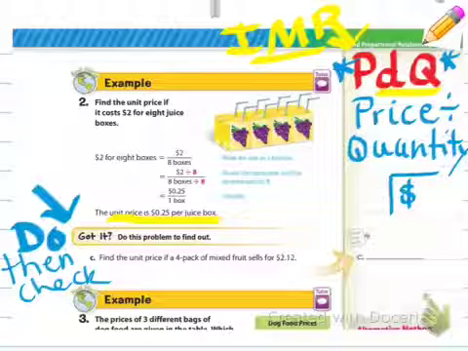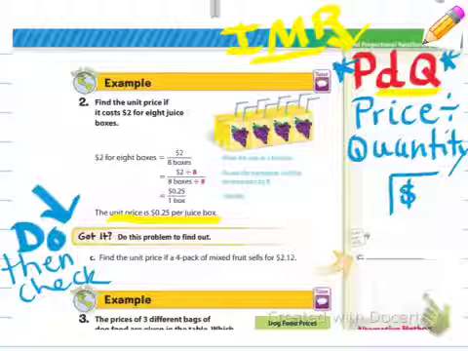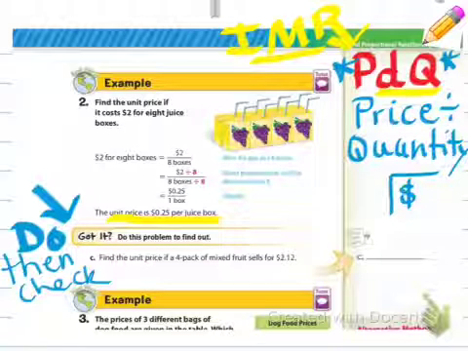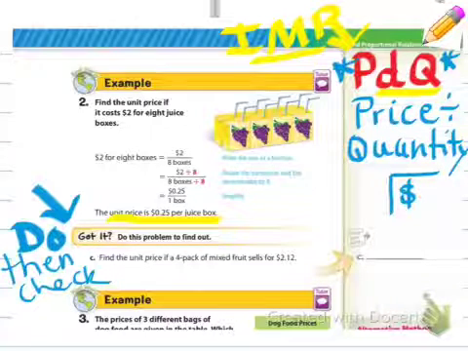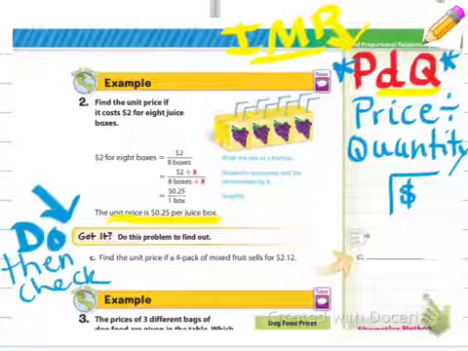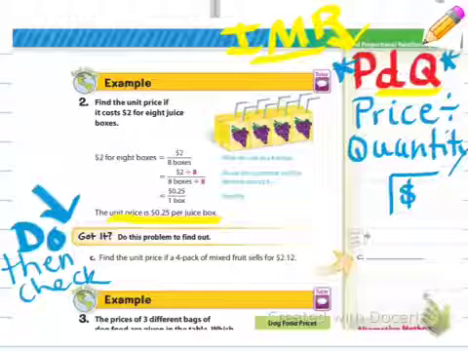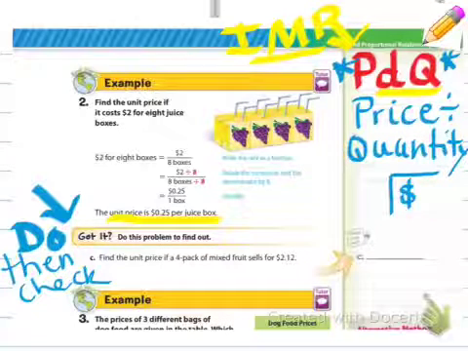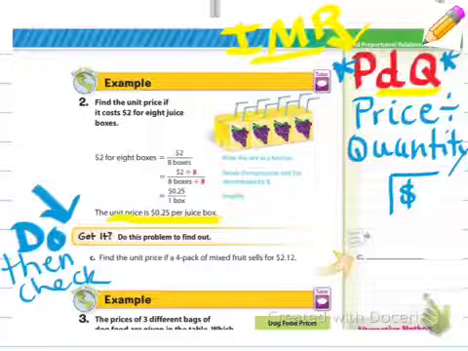You can see with example 2, after the division is done, that the unit price is 25 cents per juice box. You need to make sure that with money, you're talking about dollars and cents, and the cents would be 2 decimal places.